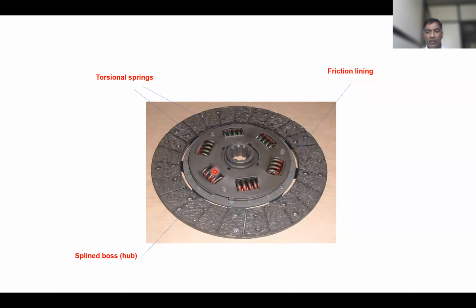If the disc rotates at high speed, it will have some transverse vibration. So how do we damp down those vibrations? For that, torsional springs are provided. These springs are incorporated in the clutch plate. And the other coil springs are provided to apply the external force. Those are different.